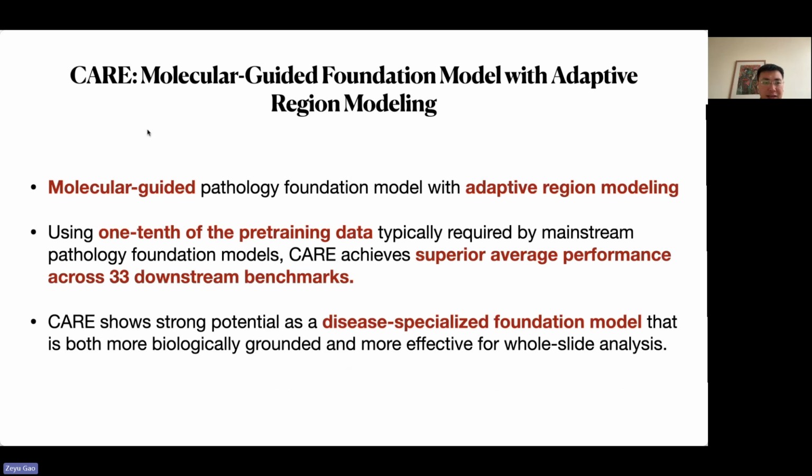And this is the conclusion of CARE, a molecular guided foundation model with adaptive region modeling. We only use 1/10 of the pre-training data and already outperform other foundation models. And it shows strong potential as a disease specialized foundation model because we only need a small amount of data compared with other general foundation models. So this is what we're going to move toward for the next stage. We want to specialize foundation models into several specific scenarios.